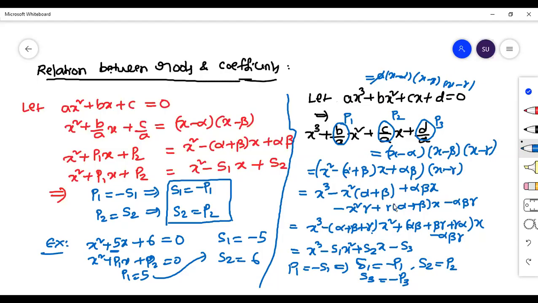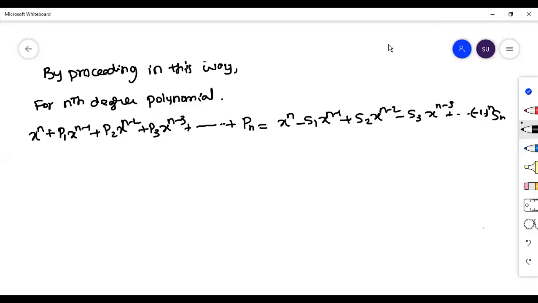So in this way you can relate the coefficients. Now we will generalize all these relations with an nth degree polynomial equation. So friends, here S1 is minus P1, S2 is P2, S3 is minus P3. Then obviously S4 will be P4. Like that, if you continue, we will get the relations. By proceeding in this way, for an nth degree polynomial equation, you can write the relations.